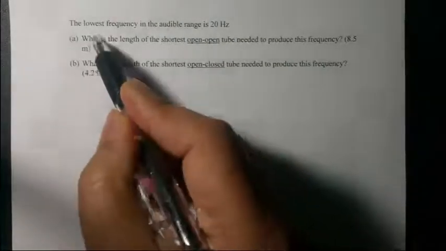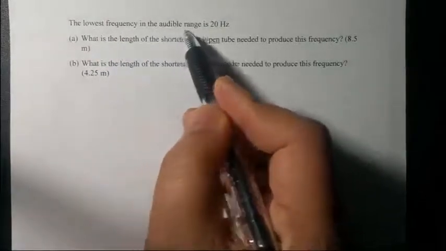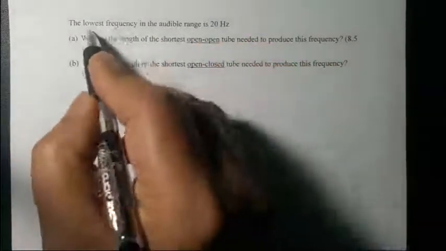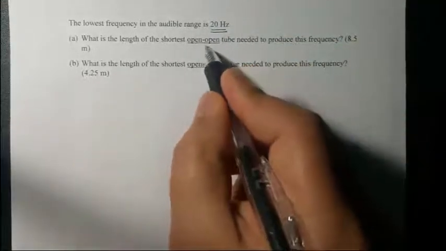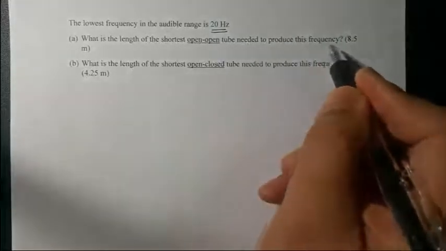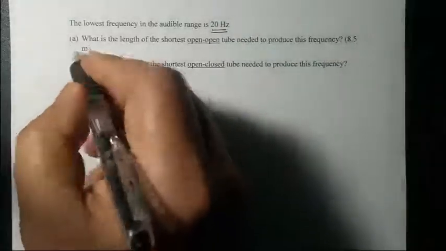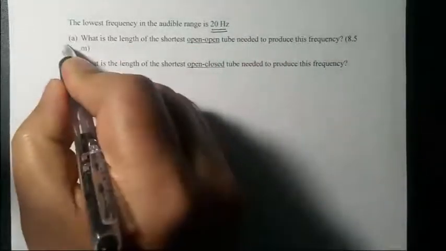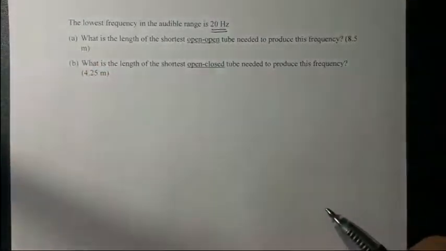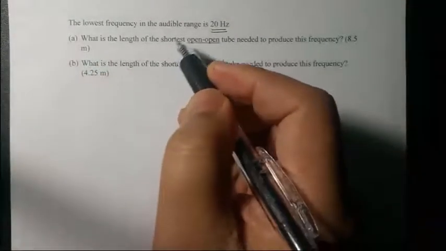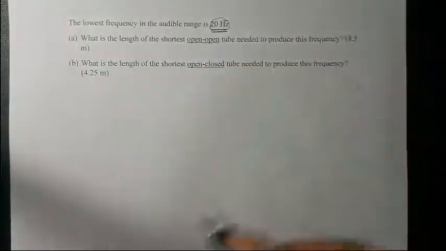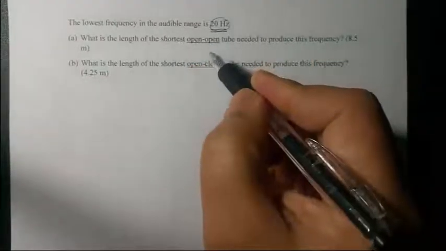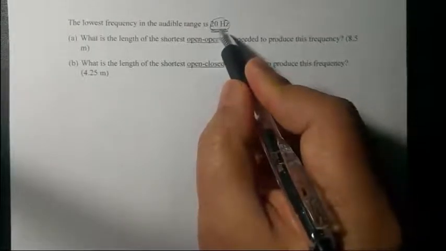The first part is, what's the lowest frequency in the audible range? The lowest frequency in the audible range is 20 hertz. What is the length of the shortest open tube needed to produce this frequency? So you're finding the lowest or fundamental frequency, which should be 20 hertz. You're making a fundamental frequency of 20 hertz.